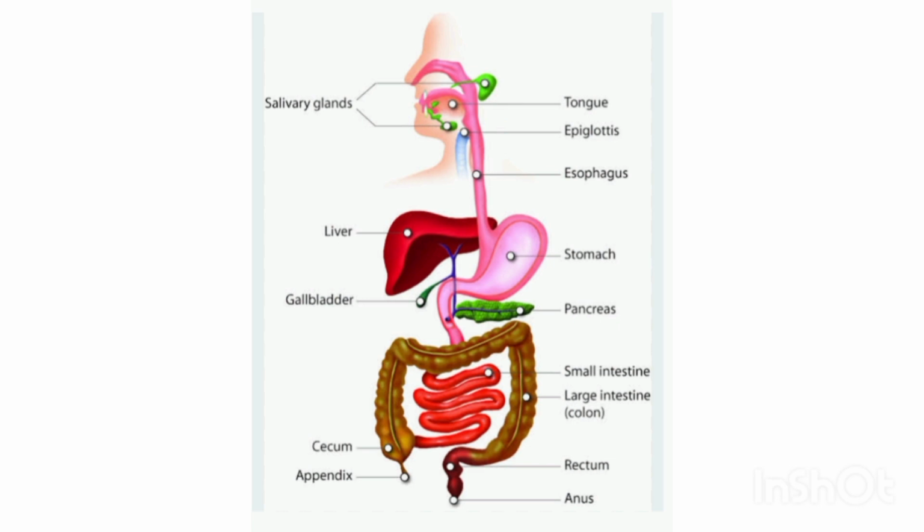Nutrition in human beings. Nutrition is a process by which an organism obtains nutrients from food and utilizes them to obtain energy and for building and repairing their tissues. Humans are omnivores. They can eat plant based food as well as animal based food. And humans have a very complex nutrition system.